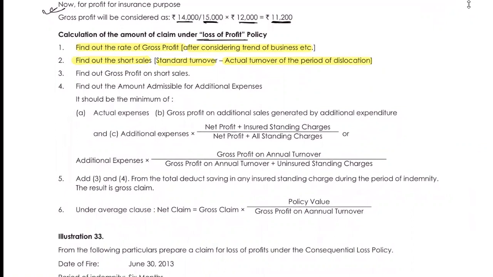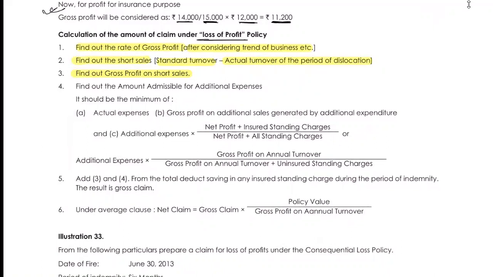From that example, it was very clear that trend was of 10% increase. So agar usme 70,000 hua tha, तो here should have been 77,000, correct? And actual what we did was only 30,000. So our short sales was 40,000. Find out the gross profit on short sales. This is what we did over here.